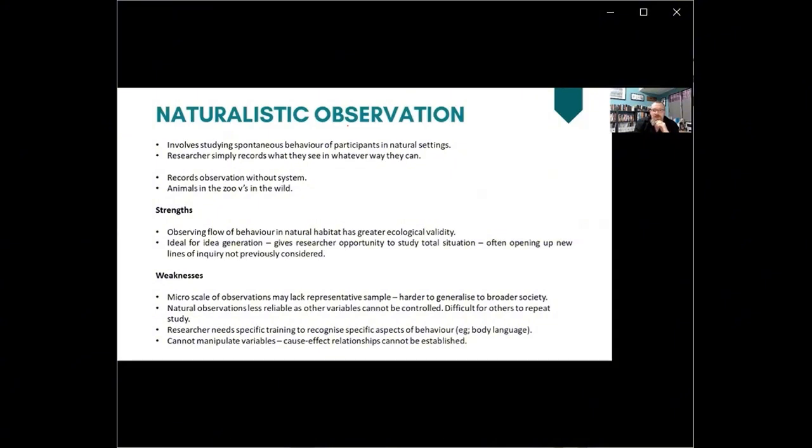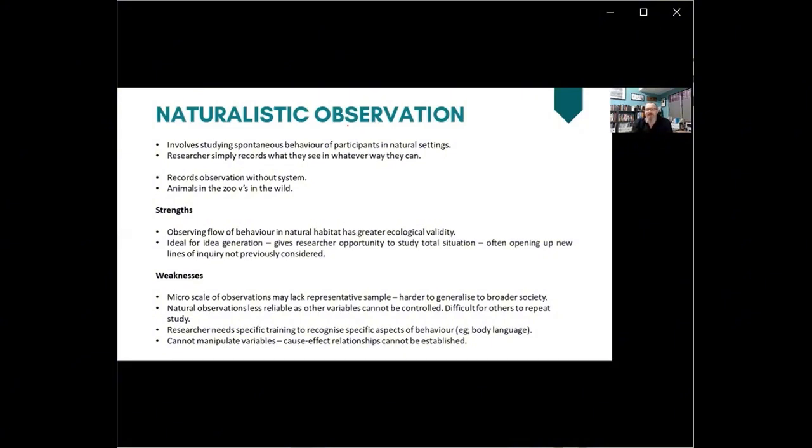Okay, naturalistic observation. And this is where we start to study the spontaneous behavior of participants in their natural settings. Now, the researcher simply records what they see in whatever way they can. And we'll talk shortly about field notes, but this is perhaps one of the bigger challenges for us as researchers, is making sure that we can record and get the details.